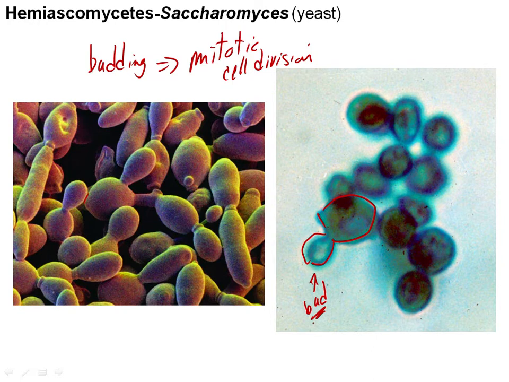We have a parent cell, and there is this budding off in the process of mitotic cell division. So mitosis takes place the same way. We've still got mitosis taking place within the nuclei in that cell. It's just the process of cytoplasmic division takes place not by the formation of a cell plate down the center, but by the budding off of the cell, one cell from the other.